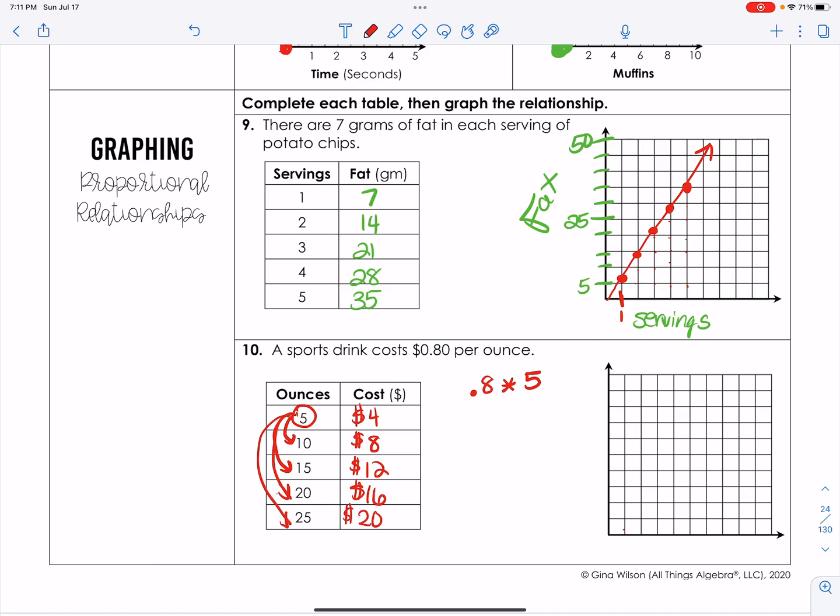So again, if I go 5, 10, 15, 20, 25, 30, 35, 40, 45, 50, this would be my ounces, and then my cost, I could do 5, 10, 15, 20. If I go over 5 and up 4, over 10 and up 8, over 15 and up 12, over 20, 16. And it stays in this pattern.